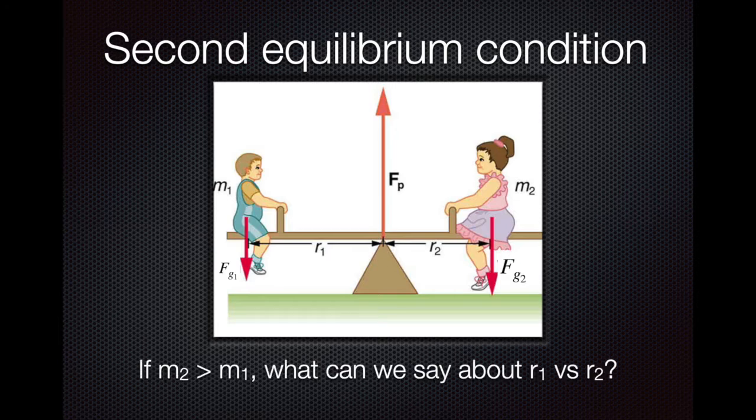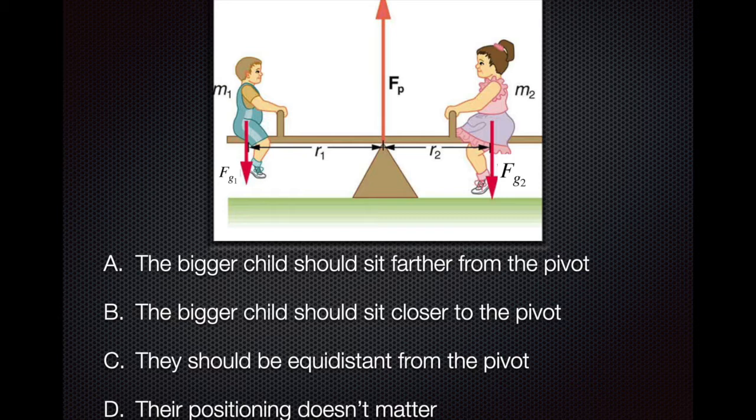So if we have that situation, let's say that the child on the right is more massive. What can we say about where they need to be positioned in order to make the torques balance out? What can we say about the moment arms? Should the bigger child sit farther from the pivot than the small child? Should the bigger child sit closer to the pivot? Do they need to be equidistant from the pivot, or does their positioning not matter?